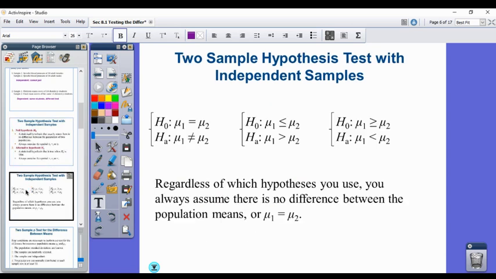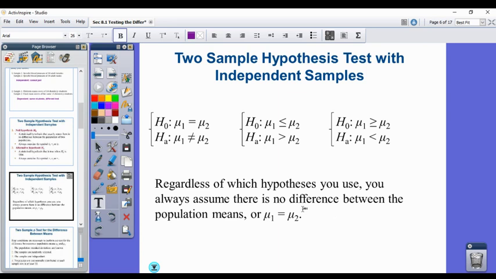So now that we are comparing two different means, these are the three different types of combinations you could have for each of your tests: two-tailed, left-tailed, right-tailed. So in the first example, we're saying that the means are equal to each other, and the alternative then would be not equal to each other. And you can see the corresponding less than or equal to, greater than or equal to, less than, okay?